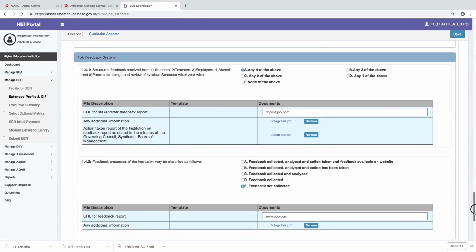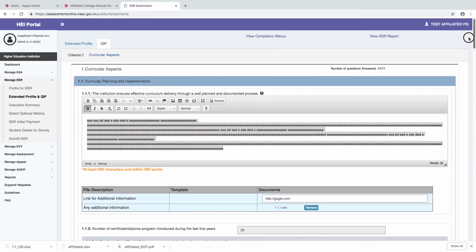Some aspects of QNM are also multiple choice, like 1.4.1, which talks about whether structured feedback is received from students, teachers, employees, alumni, parents for design and review of the syllabus semester-wise. This has different selections that you could make. If you have any 2 of the above, suppose you are selecting students and teachers, it could be 3 of the above, it could be 4 of the above, it could be any one of the above or even none of the above. So, the appropriate choice has to be selected.